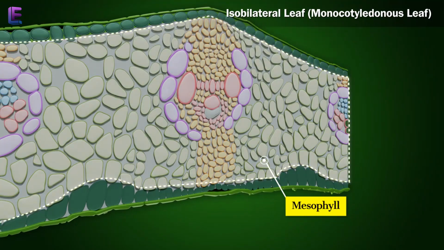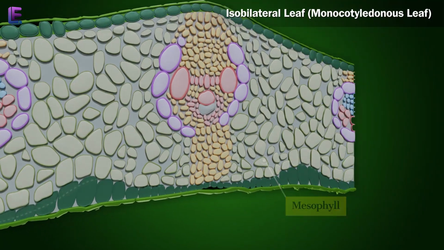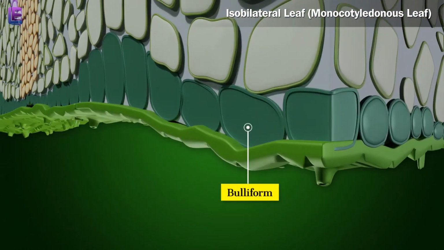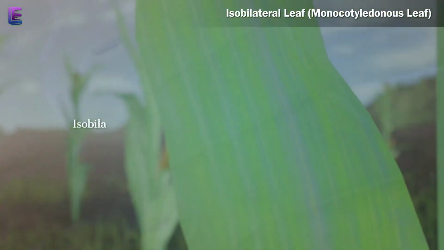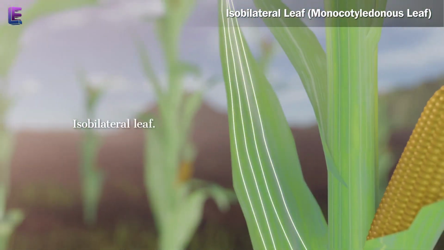The mesophyll is not differentiated into palisade and spongy parenchyma. Large colorless cells called bulliform cells absorb water and expose the leaf surface. They reduce the loss of water. Isobilateral leaves show parallel venation.